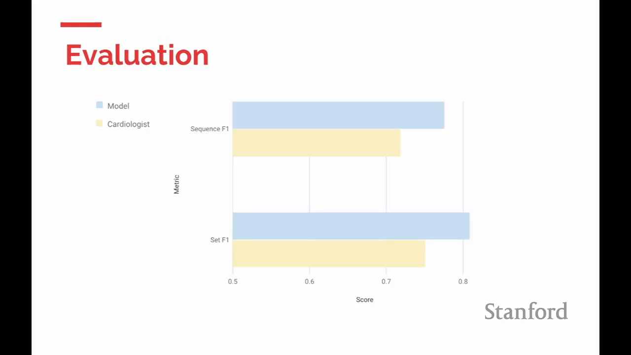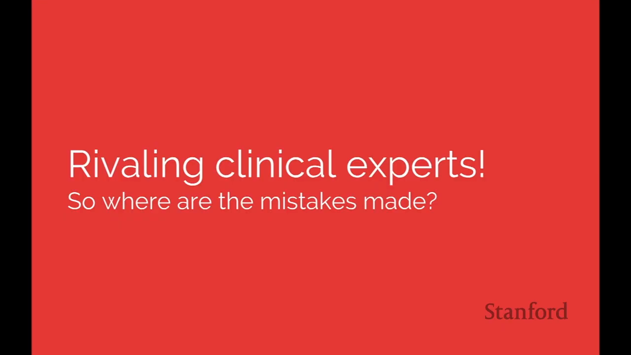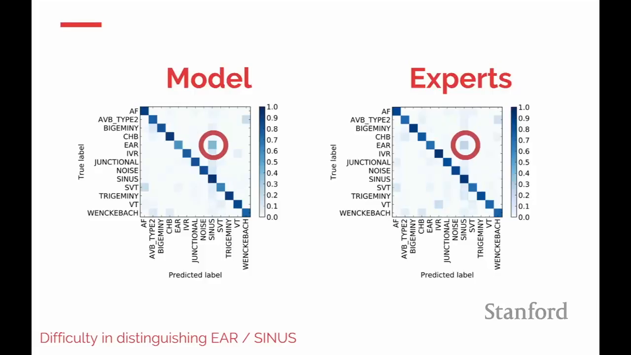So when we compared the performance of our algorithm to cardiologists, we found that we were able to surpass them on the F1 metric. So this is precision and recall. And when we looked at where the mistakes were made, we can see that the biggest mistake was between distinguishing 2 rhythms, which look very, very similar, but actually don't have a difference in treatment.